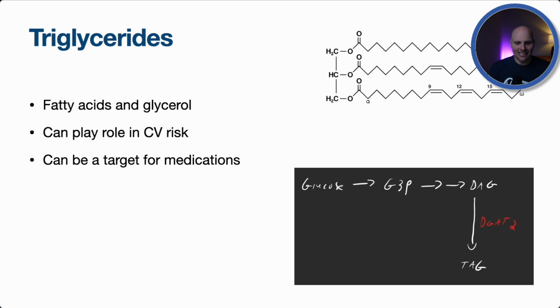And this is mediated by an enzyme called DGAT2, which is an important enzyme because this is where the medication niacin works. So niacin typically works at DGAT2, one of its mechanisms. We'll talk more about it, but I want to include it for completeness.